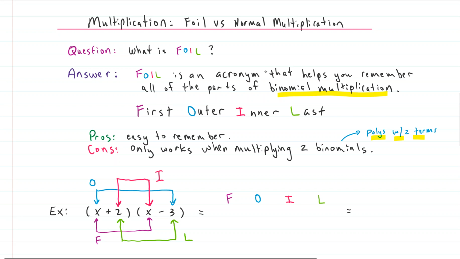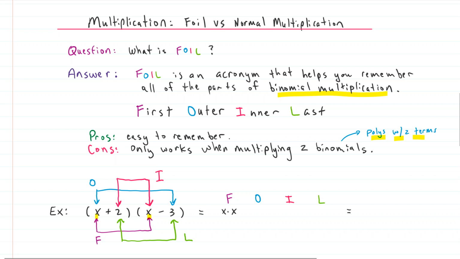So let's do a quick FOIL problem. I have an example here, x plus 2 multiplied by x minus 3. So we have two binomials, and we're multiplying them. The first refers to the first term in each of the two polynomials, so the x times the x. So we have x times x.